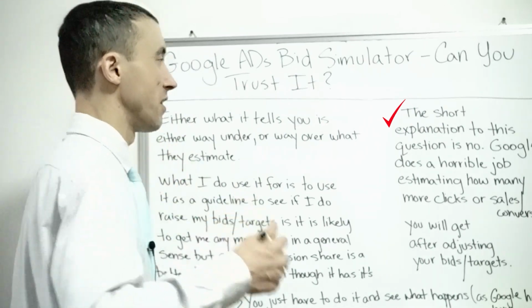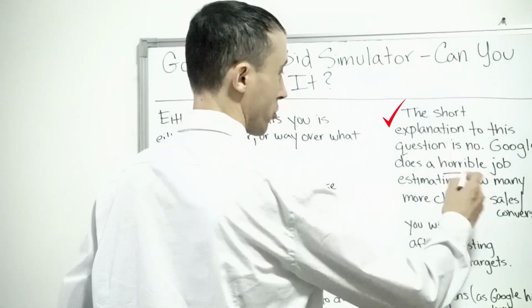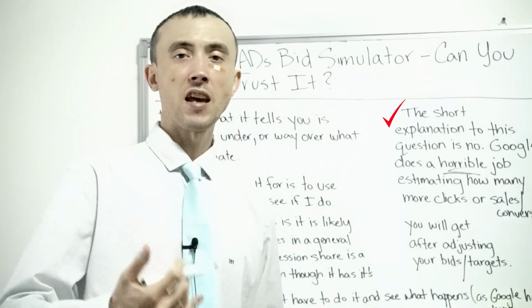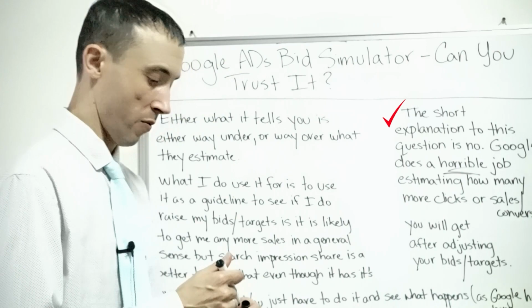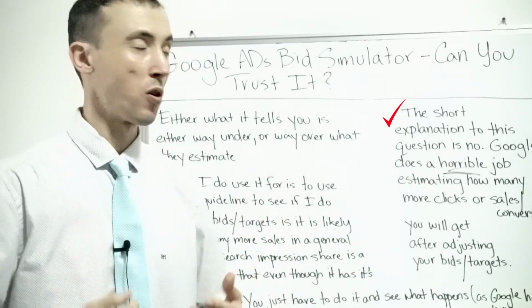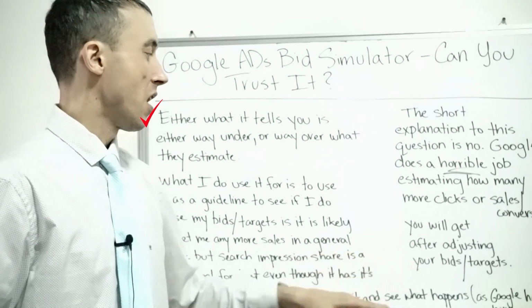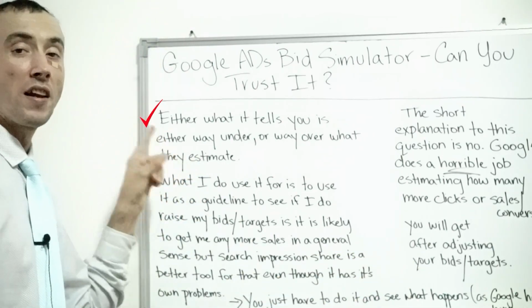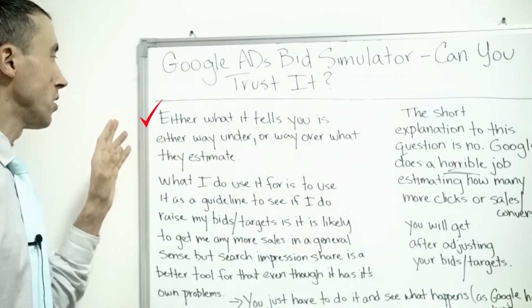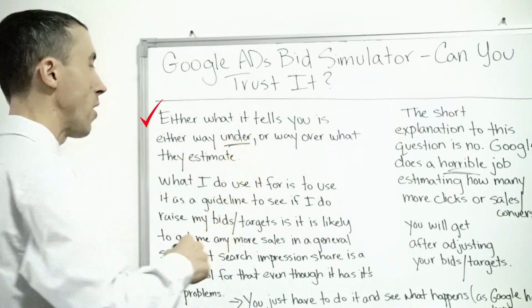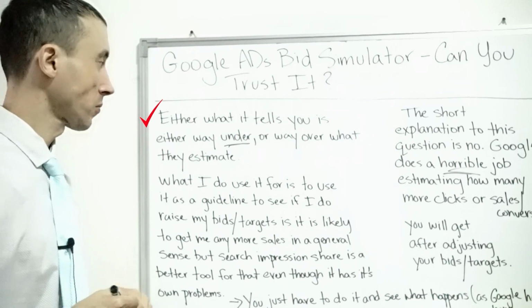So with that said, getting into the content here, the short explanation on Bid Simulator and whether or not it's accurate is that it does not just a bad but a horrible job estimating how many clicks or additional sales or conversions you're going to get, or how many less, of course, if you're planning on going downwards in your bid. What it tells you is either way under, usually under by the way, or way over what they estimate.